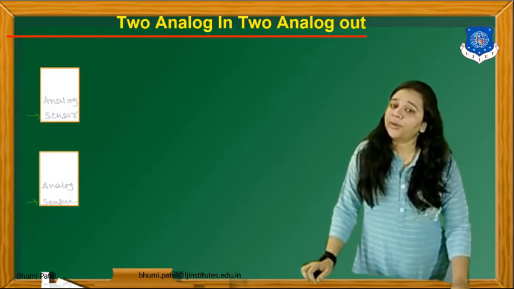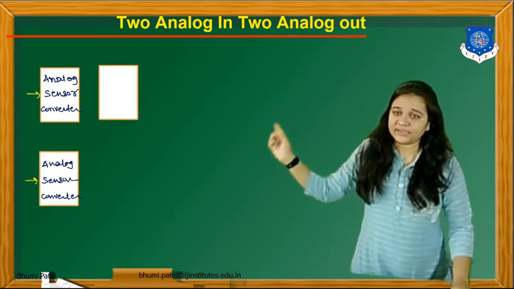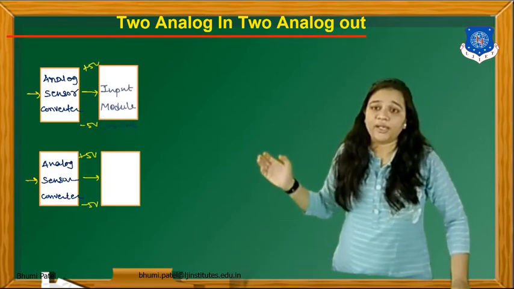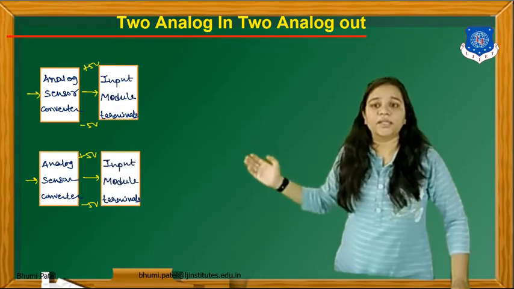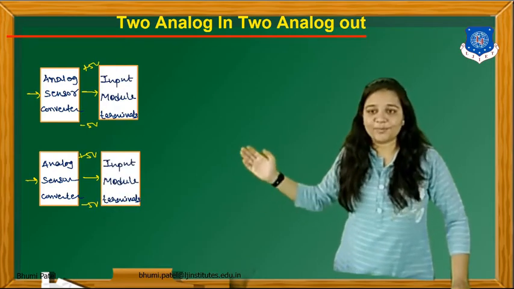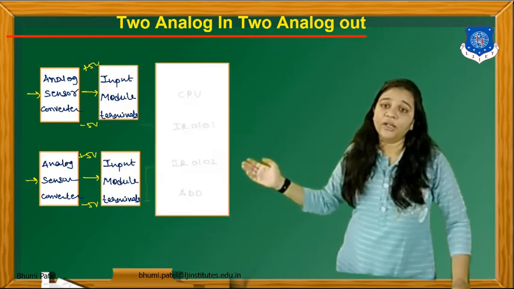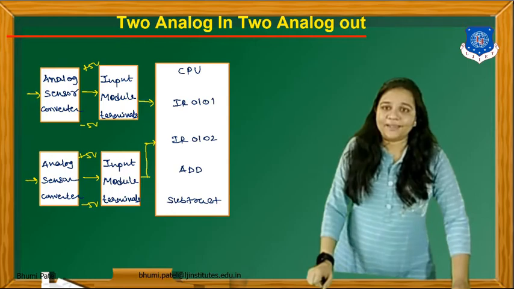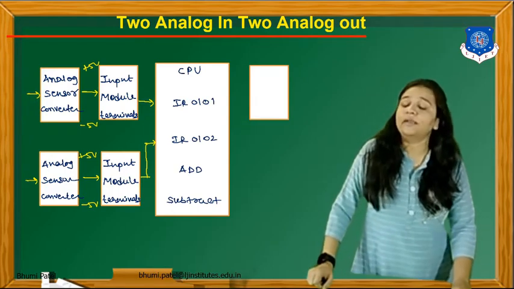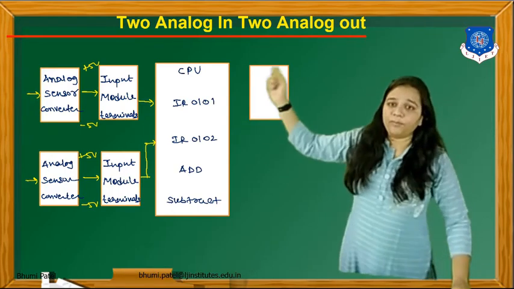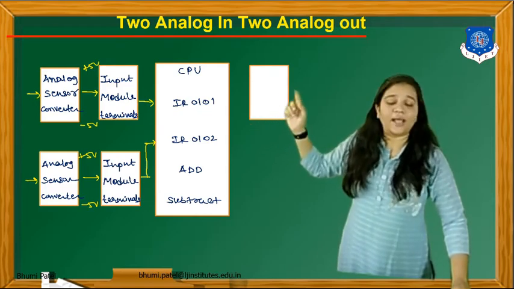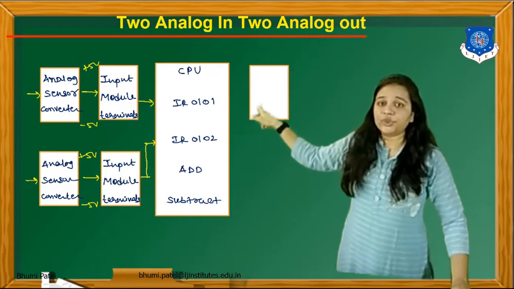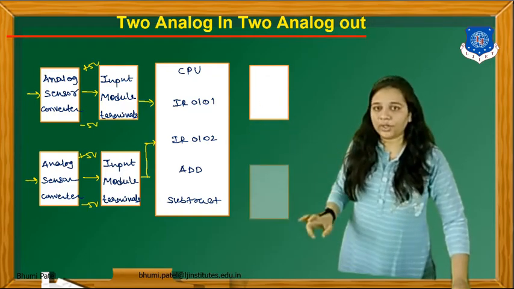So first of all, we can take 2 input modules. First is the analog sensor converter, again an analog sensor converter. Then we have to take the input module terminals, and the input of the input module terminals is -5 volt to +5 volt. Then we have to convert this 5 volt to a particular binary number, and this binary number is going to the CPU, IR0100, IR0101 and IR0102. Then we have to add these 2 numbers and subtract these 2 numbers.